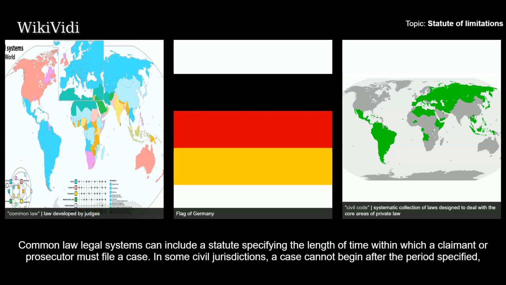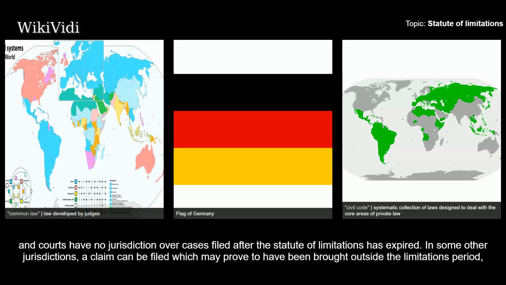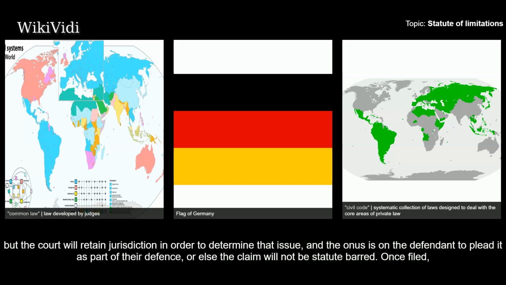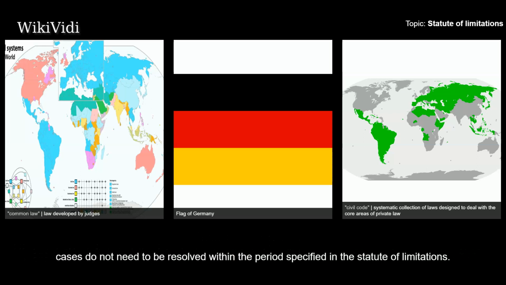Applications. Common law legal systems can include a statute specifying the length of time within which a claimant or prosecutor must file a case. In some civil jurisdictions, a case cannot begin after the period specified, and courts have no jurisdiction over cases filed after the statute of limitations has expired. In some other jurisdictions, a claim can be filed which may prove to have been brought outside the limitations period, but the court will retain jurisdiction in order to determine that issue, and the onus is on the defendant to plead it as part of their defense, or else the claim will not be statute barred. Once filed, cases do not need to be resolved within the period specified in the statute of limitations.